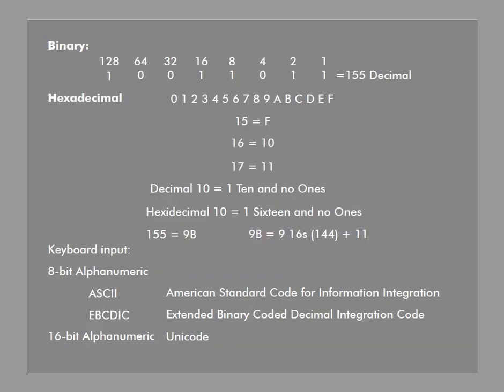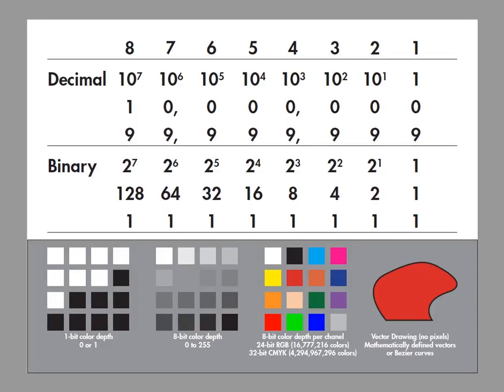We compared binary or base 2 with decimal or base 10 and hexadecimal or base 16, which is how RGB colors are defined in HTML code for web design. We compared 1-bit, 8-bit, 24-bit, and 32-bit pixel or bitmap-based images and differentiated them from vector or Bezier curves, and noted that Bezier curves are mathematically defined formulae which aren't visible on the screen.